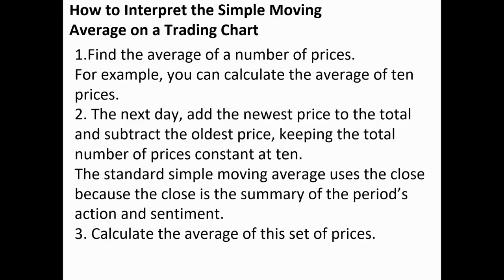So let's go back to a quick review of how we normally do a simple moving average in statistics. The first step is to find the average of a number of prices. For example, you can calculate the average of 10 prices for that certain day. Then the next day, you add the newest price to the total and subtract the oldest price, keeping the total number of prices constant at 10.